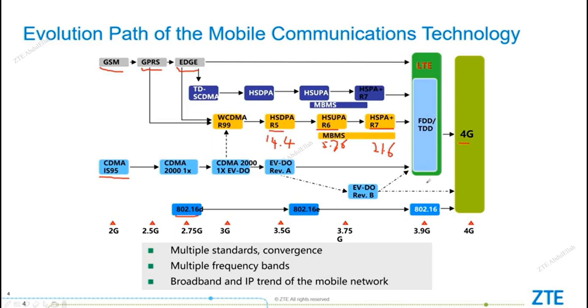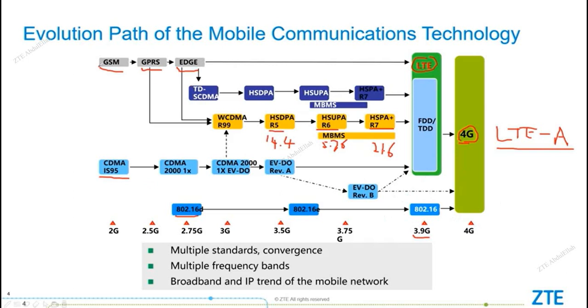After that, we are going to LTE. And here, please pay attention. LTE is not 4G. LTE is 3.9G. And LTE has two different modes: an FDD mode and a TDD mode. So we have FDD LTE and TDD LTE. Okay, after that is 4G. So what is 4G? 4G actually is LTE-A. Okay, so LTE-A is real 4G and LTE is 3.9G. So please pay attention to this.